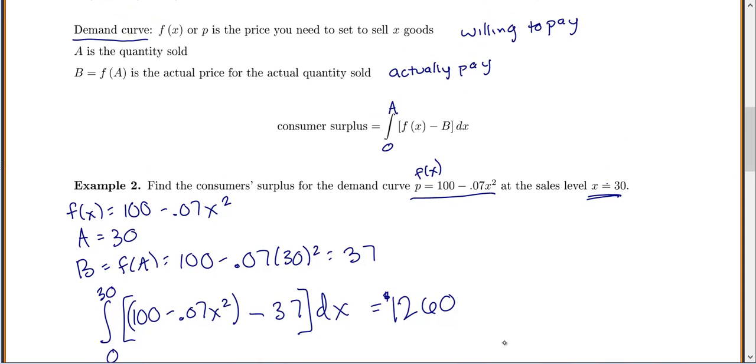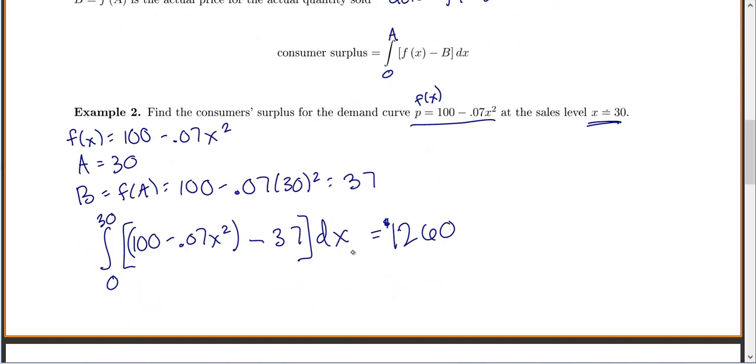So this kind of tells us if the publisher wants to sell 30 books and they actually sold 30 books at a price of $37 each, they probably lost out, or the consumers probably saved a total overall of $1,200 based on what the consumers might have been willing to pay and what they were actually charging.